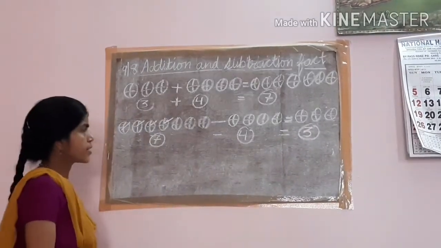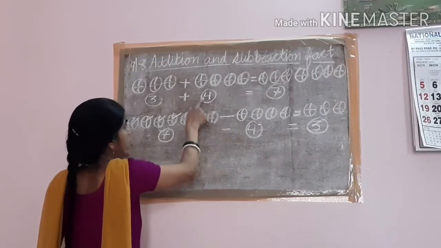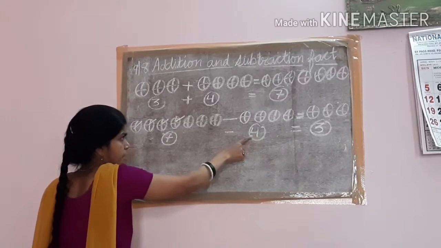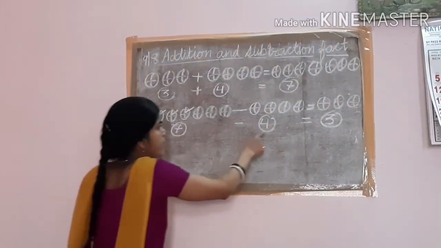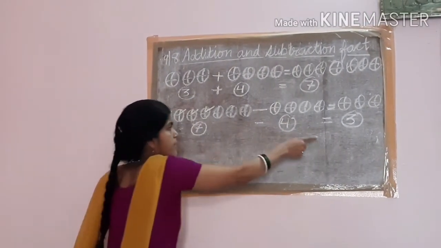So what do we get when we are subtracting one of the addends, these two are addends? So one addend I am subtracting here, 4, from the sum of the addends, that is 7. Then what are we getting? We are getting the other addend, 3.